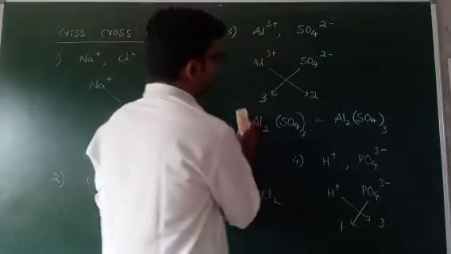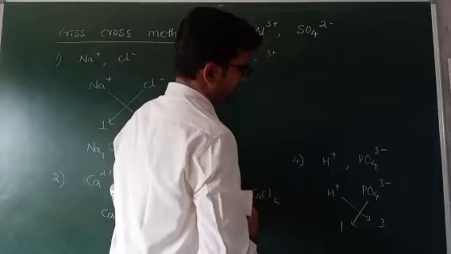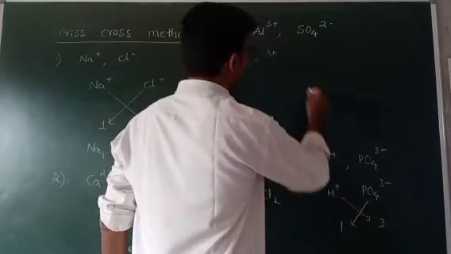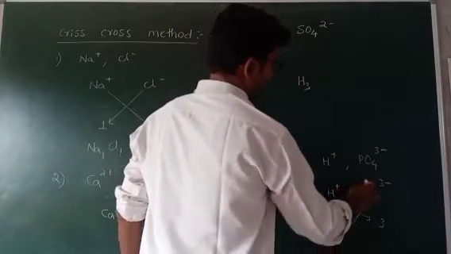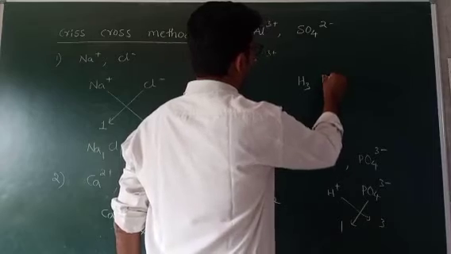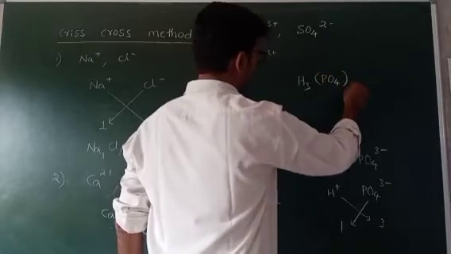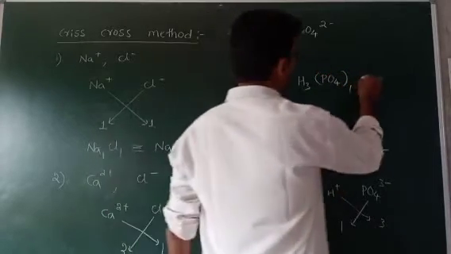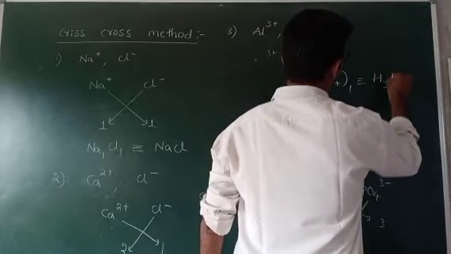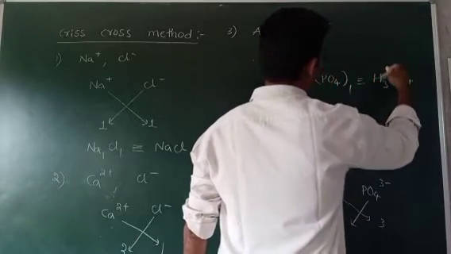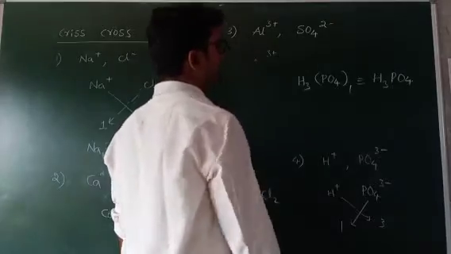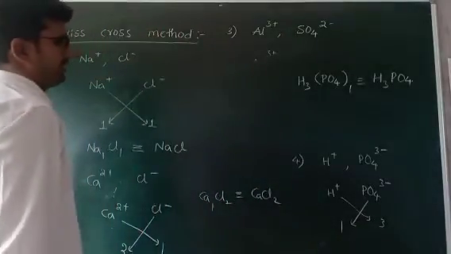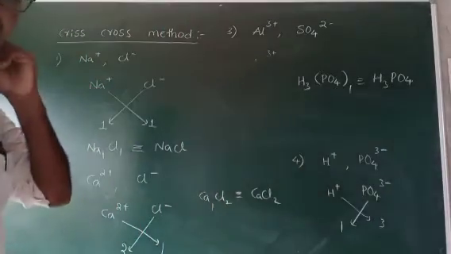I think I have to complete this one. Now I am writing here H3 PO4 in bracket 1, but simply H3PO4. No need to mention the bracket because it is only 1. This is hydrogen phosphate. Okay, right.